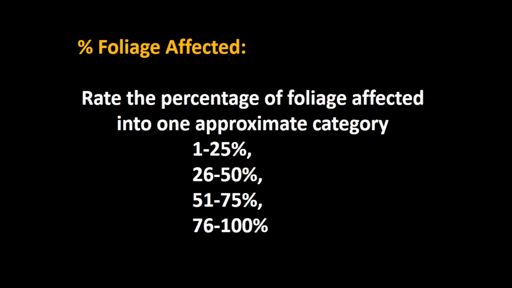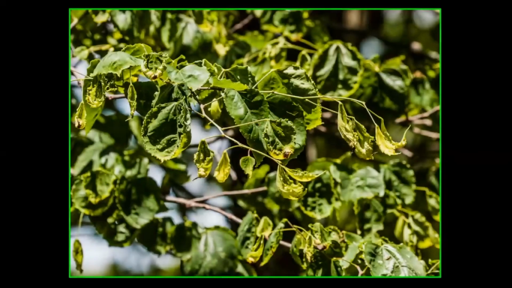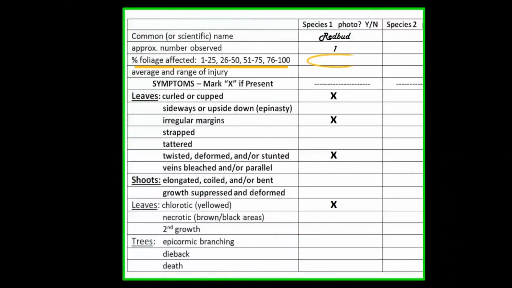In other words, it's 1/4, half, 3/4, or most of the foliage affected by the symptoms we're looking at. So going back to this slide again, if I told you that the entire tree looked like this, which it did in this particular urban yard, how would we rate the percentage of the foliage affected? That would be right in this area on the form. In this case, we should be rating that at 76 to 100% to describe the percent of foliage affected.